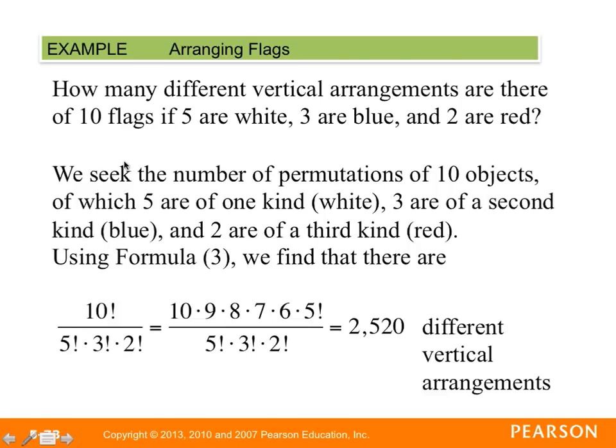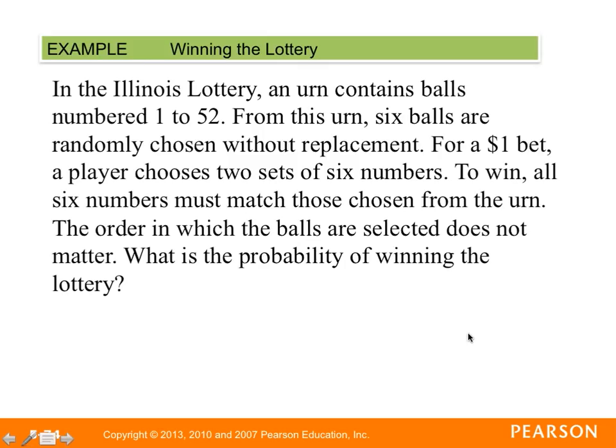In order to do that, we take 10 factorial because that's the total number of flags we have, and we divide by our duplicates with factorials attached. So we have 5 factorial because we have 5 duplicate white flags, 3 factorial for our 3 duplicate blue, and 2 factorial for our 2 duplicate red. Then all we have to do is use our calculator. You should have a factorial button in that same location right by nCr and nPr. Make sure when you divide, you put parentheses around your denominator. That will give you an answer of 2,520 different vertical arrangements.